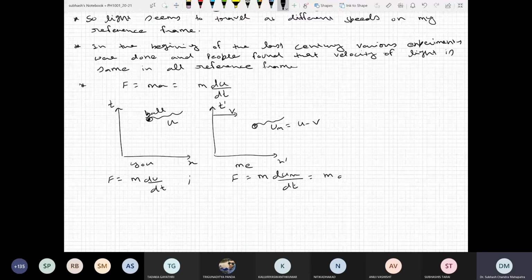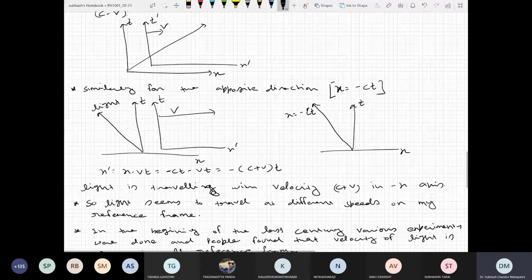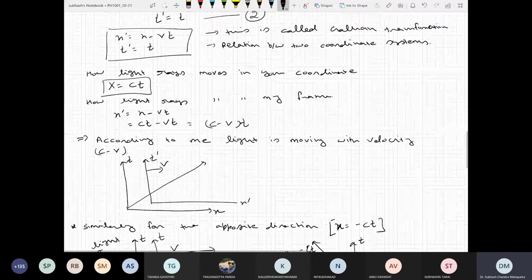So this is m d by dt. What is um? Um is small u minus v. But this is m du by dt again. Why? Because dv by dt is 0, because I am moving with constant velocity. So you see that the definition of force in your frame and in my frame remains the same if we use this Galilean transformation.